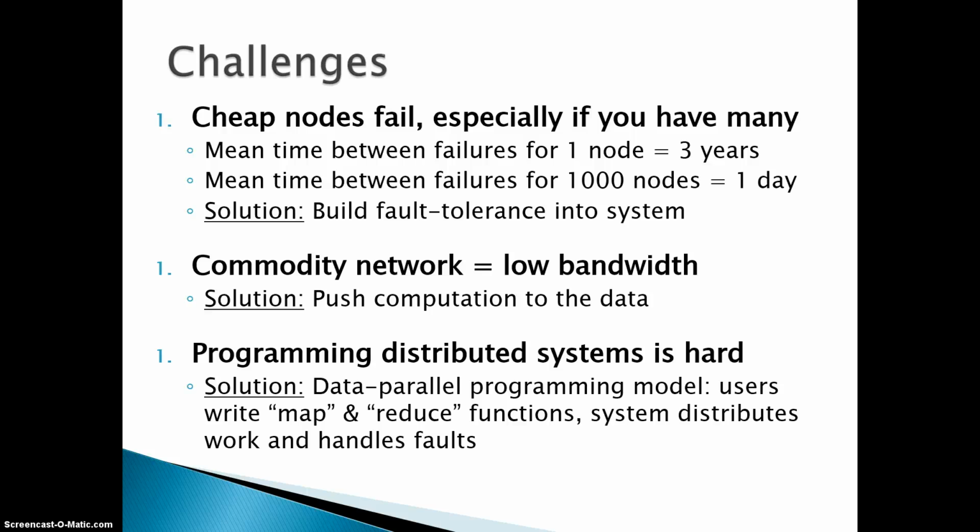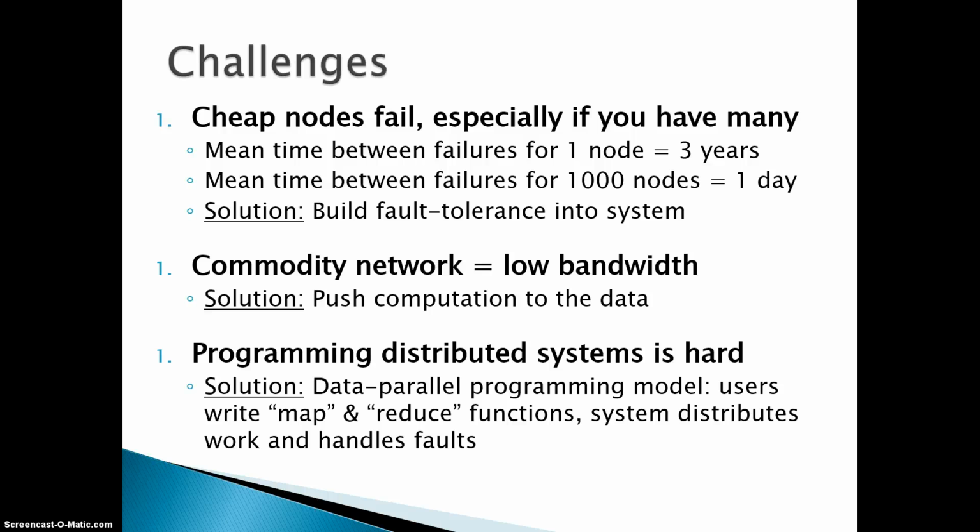Coming to challenges, cheap nodes fail, especially if you have many. Mean time between failures for one node is 3 years, and mean time between failures for 1000 nodes is 1 day. Solution to these challenges: build fault tolerance into the system. Commodity network, meaning low bandwidth, is the second challenge. The solution for this one is to push computation to the data.